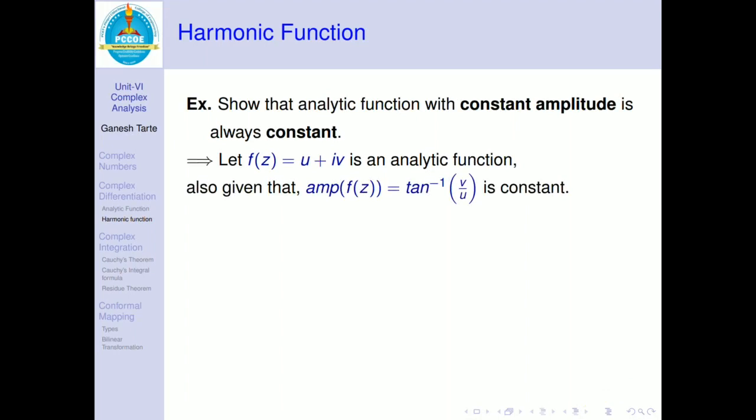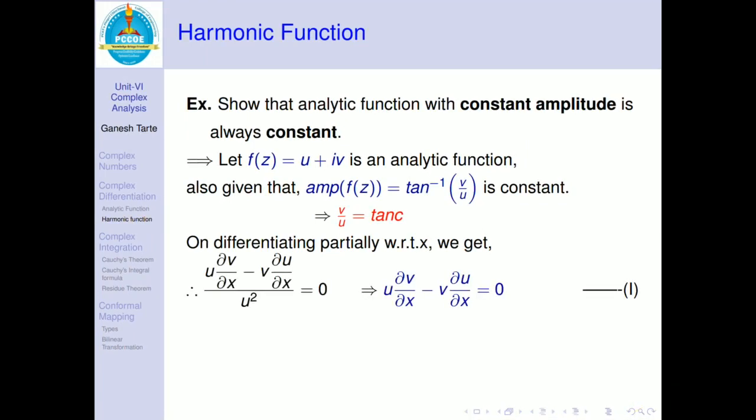So this is given. If tan inverse v by u is constant, we can say that tan inverse v by u is equal to c, and therefore v by u is equal to tan c. But c is constant, so tan c is also constant. So again, we differentiate this red color equation partially with respect to x and y. If we differentiate it partially with respect to x, as u and v are functions of x, we have to apply the u by v formula.